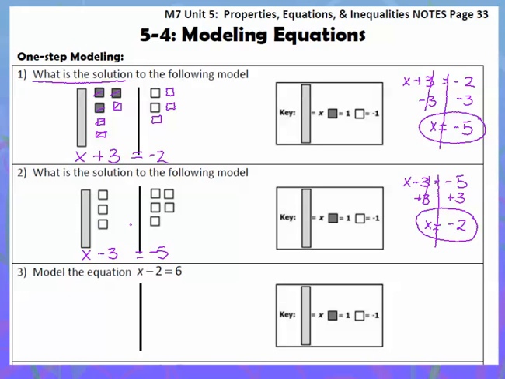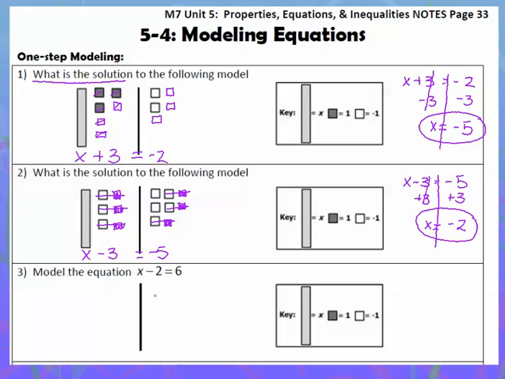We can also look at it from using the blocks. So I have 3 negatives here. I'm going to match them up with 3 positives. When I do that, a positive and a negative cancel, cancel, cancel. 3 more positives on this side, because what I do to one side I must do to the other. So 1, 2, 3. Cancel, cancel, cancel. So I'm left with 2 negatives on that side.